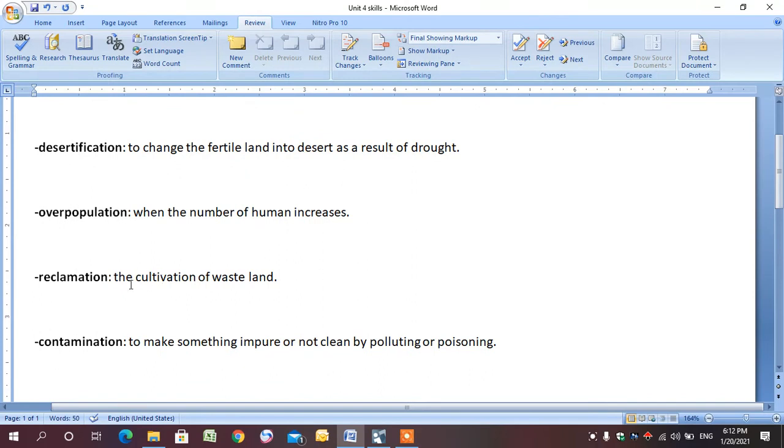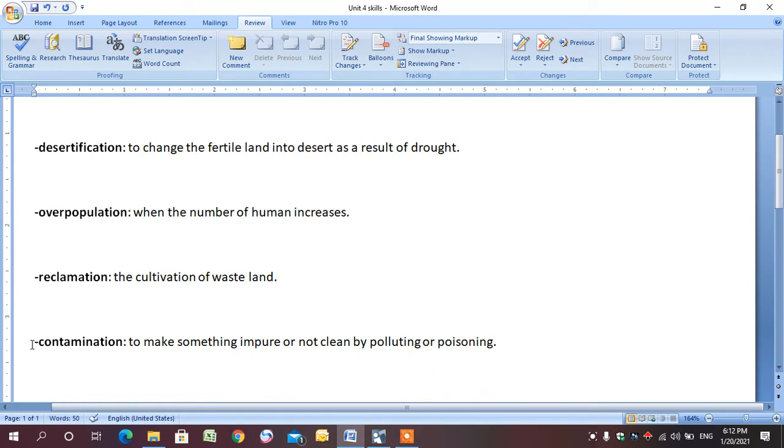Reclamation means the cultivation of wasteland. So if you have a dry land and it's a wasteland, nobody's using it, so you try to cultivate it, you try to make it green, so you are reclaiming the land, and this process is called reclamation.